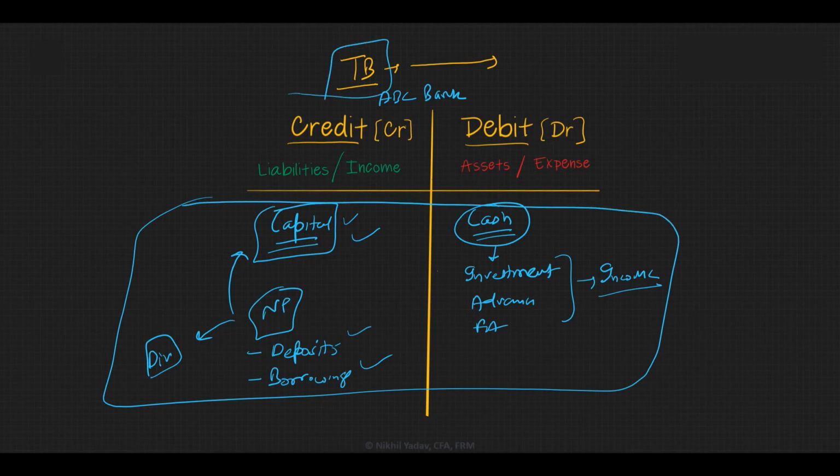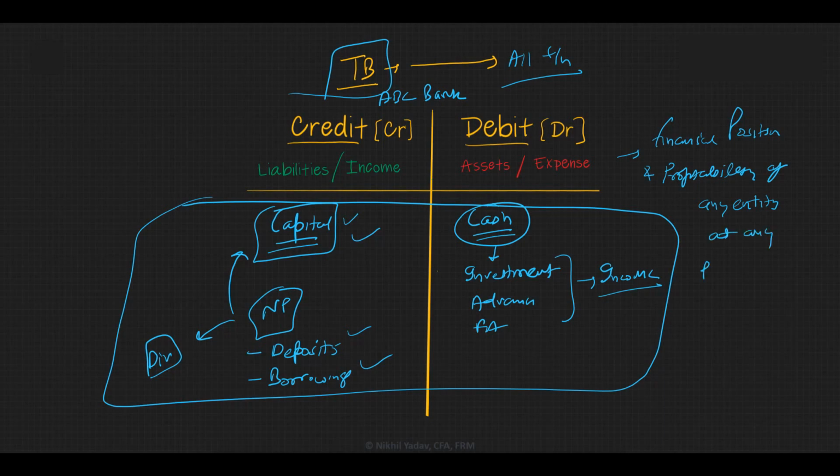So the trial balance is nothing but the aggregated summary of all the transactions that have happened over the years, and helps us see the financial position and profitability of any entity at any point in time. Typically when we look at a trial balance, we go for the 31st March of any year. Next we are going to discuss the golden rules of accounting.